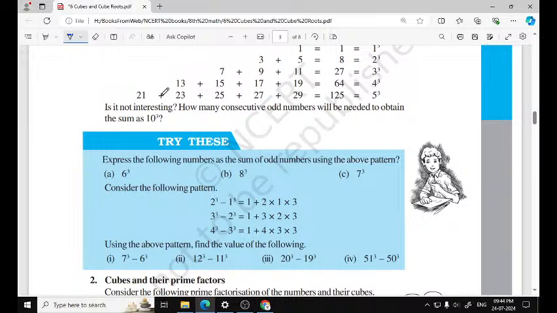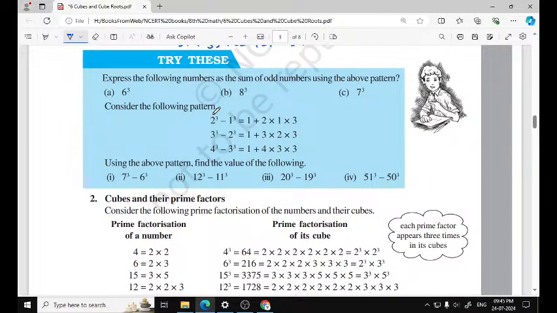For 5 cube we started from 21, and for 3 cube we started from 13. Now for 6 cube, the odd number after 29 is 31, so 31 plus 33 plus 35 plus 37 plus 39, and this addition must be equal to 216, that is 6 cube.